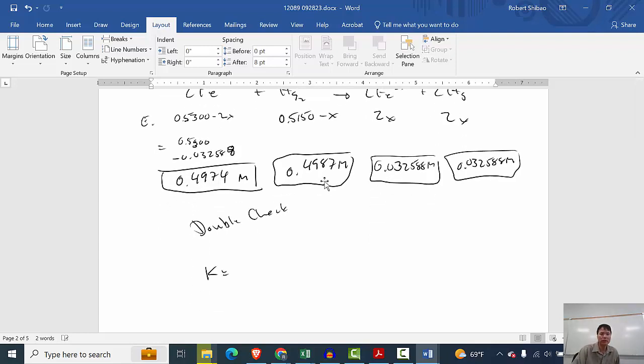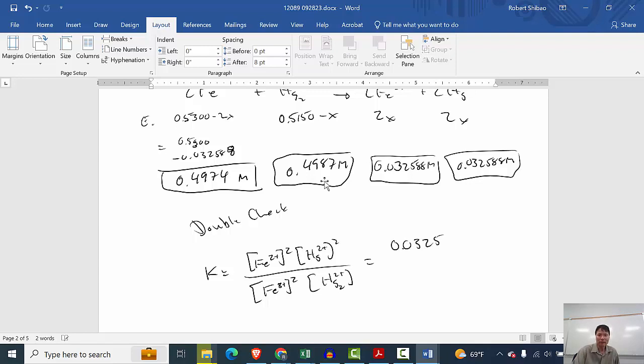As you recall, the K is going to equal the concentration of the Fe2 plus squared times the concentration of the Hg2 plus squared divided by the concentration of Fe3 plus squared times the concentration of the Hg2 plus to the first. And so this is going to be 0.032588 to the fourth divided by 0.4974 squared divided by 0.4987.